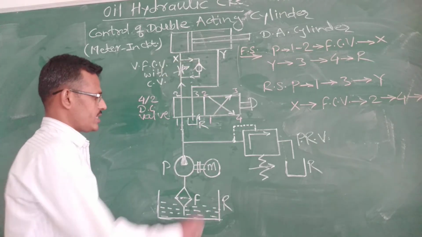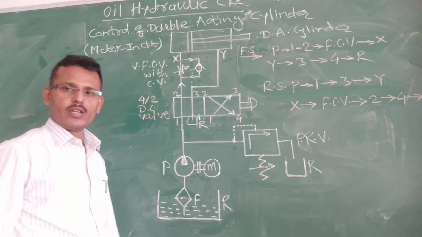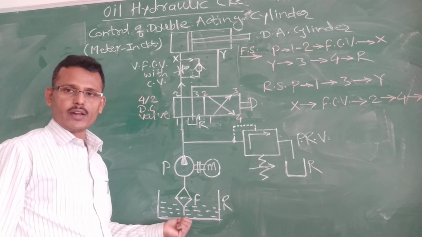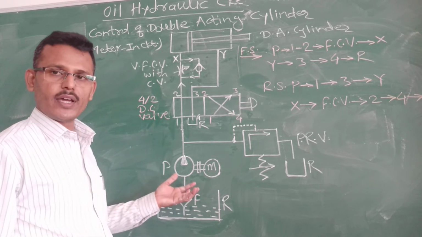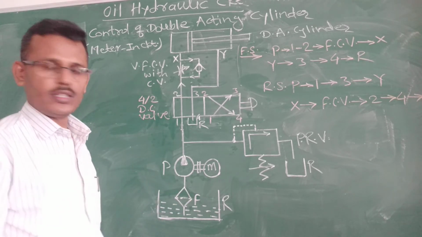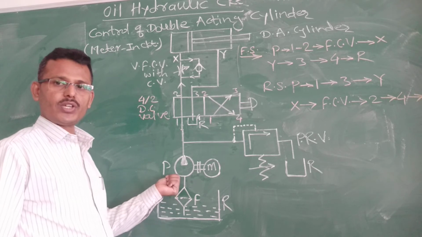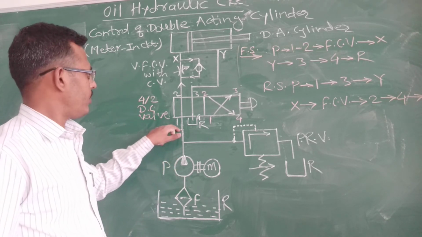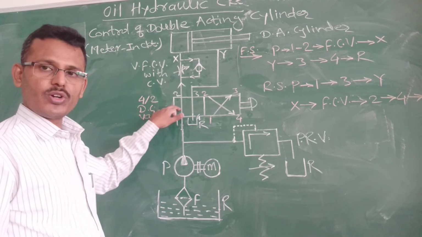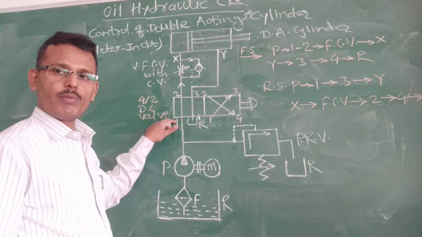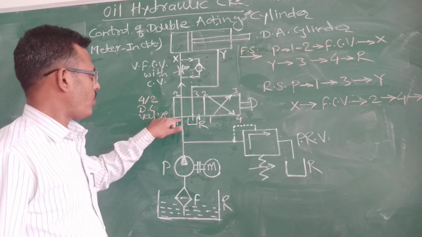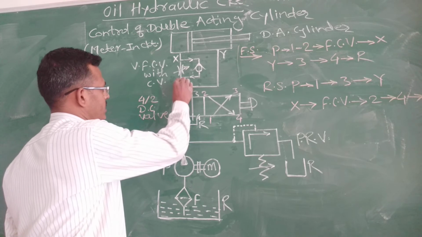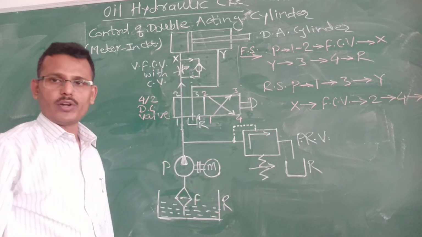Now when the motor is on, the pump starts, and this pump will suck the oil from the reservoir. After it sucks the oil, it will increase the pressure of the oil, and that pressurized oil passes through this line. That is, it will enter the direction control valve through its inlet port number 1. Then it will flow from port 1 to port 2. Next, it will pass through the variable flow controller.